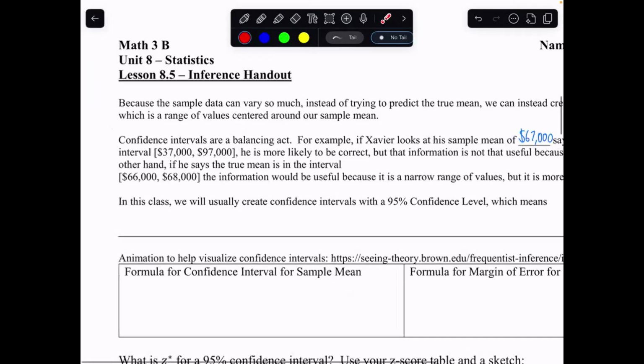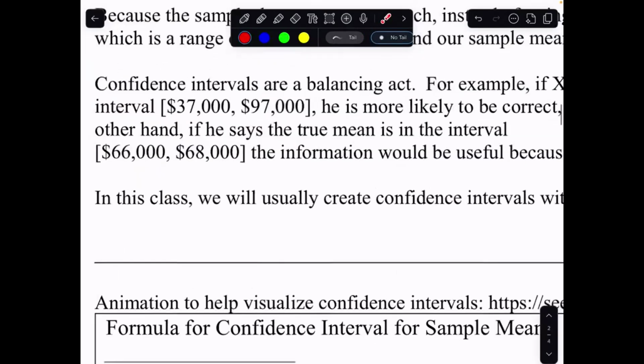On the other hand, if he said, my answer is 67,000, it's really close to the right answer, the right answer is somewhere between 66,000 and 68,000. If he is right, then yes, this would be very specific information, right? These numbers are very close to each other, but there's a good chance he's not right because, again, one person can throw off the whole mean.